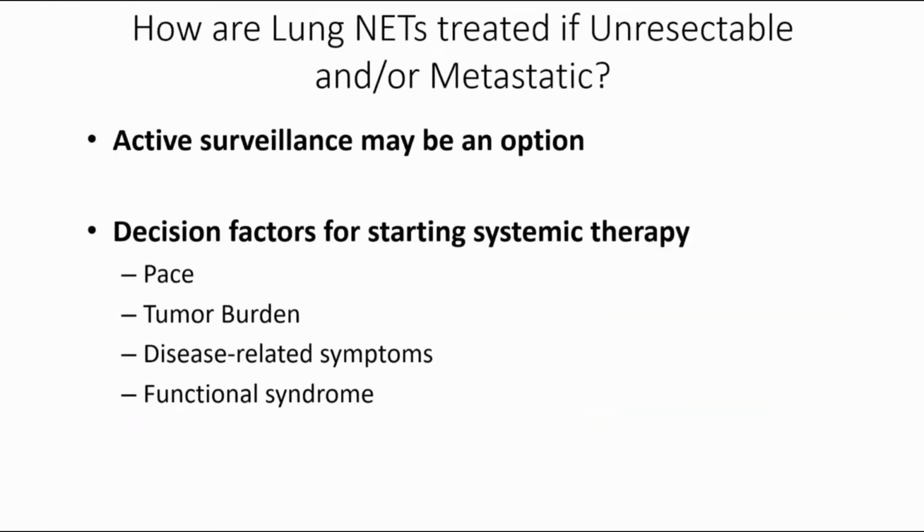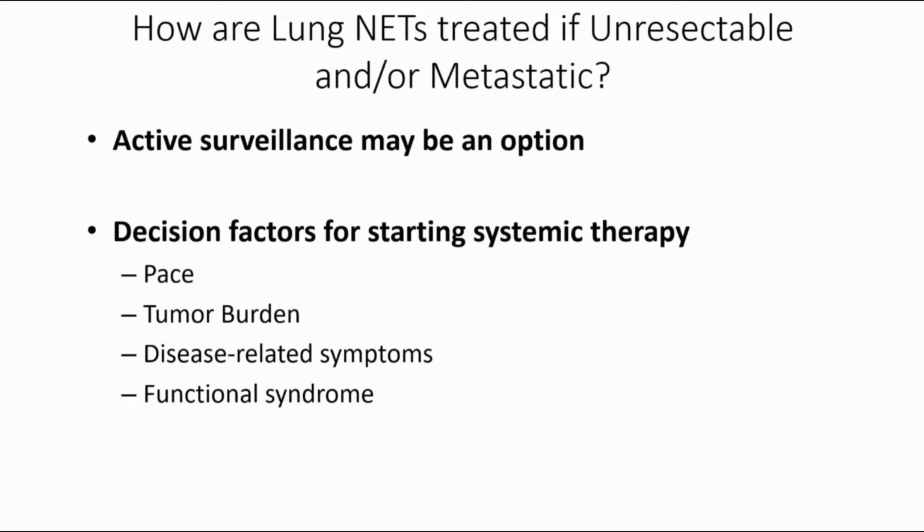What if a lung neuroendocrine tumor is not resectable and/or metastatic? Then what are the treatment options? Active surveillance may be an option. There are several decision factors we look at when we're starting systemic therapy. Sometimes we're looking at the pace of the disease.